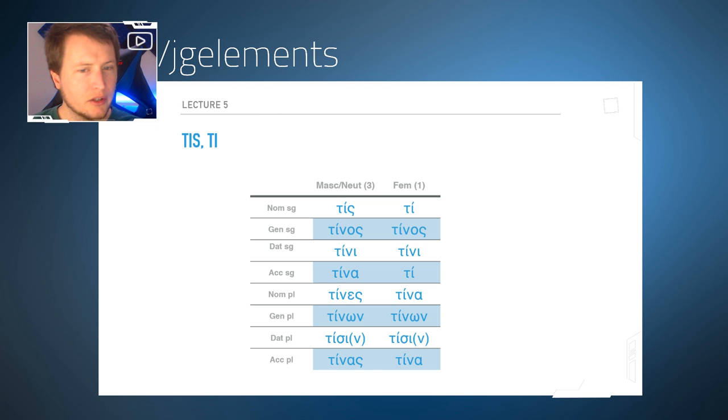Socia es onsenas. And we see it here. Socia es onsinas. This is third declension. So tis, the stem is teen, okay? So that's why you need to learn the genitive singular. And then the dative singular, teeny. Accusative singular, tina. Plural nominative, tines. Genitive plural, tinon. Dative plural, tisin or tisi. And accusative plural, tinas.